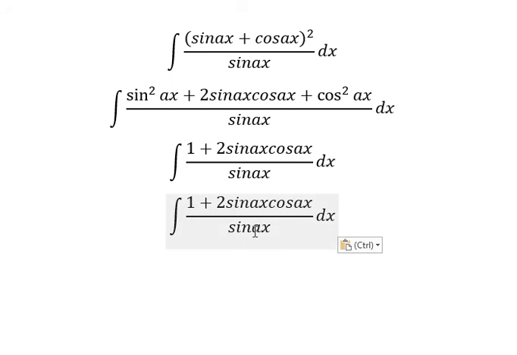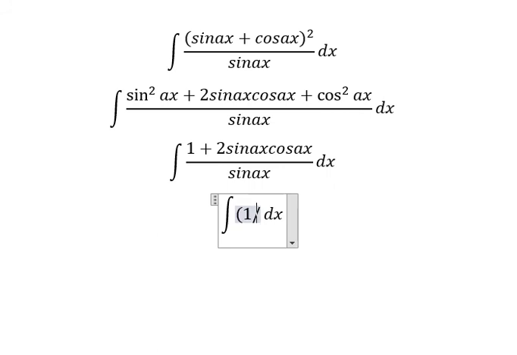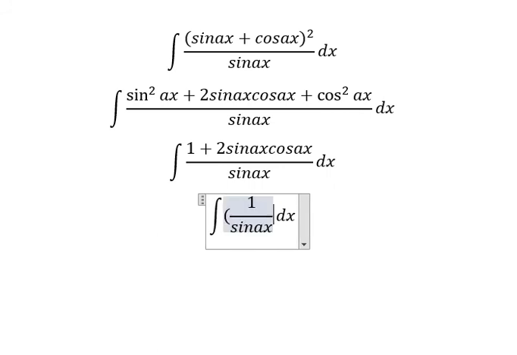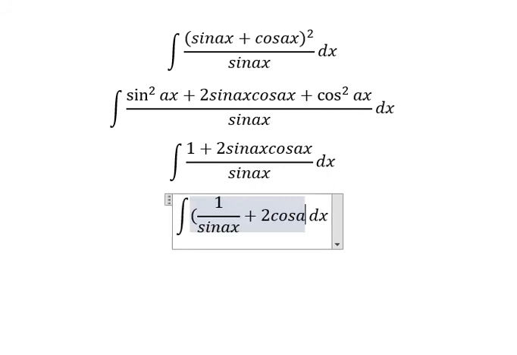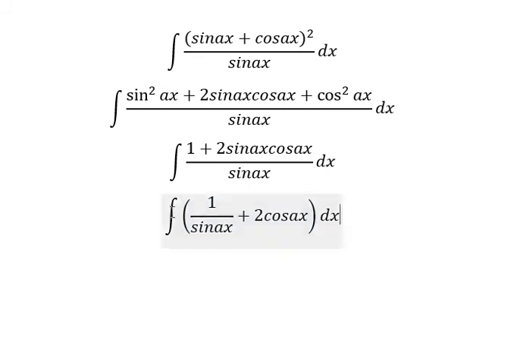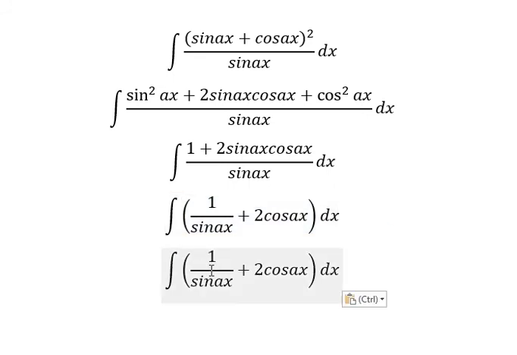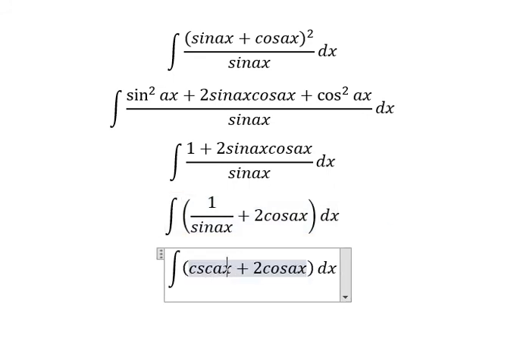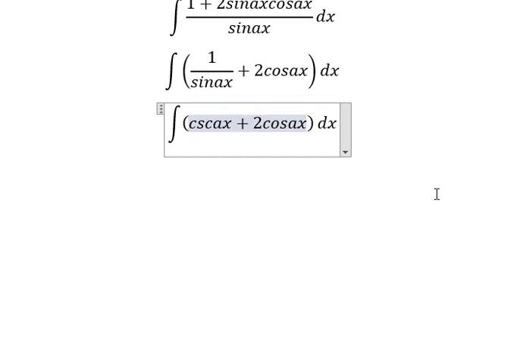So 1 divided by sine ax, divided by sine ax. So we will have 1 over sine ax plus 2 cosine ax. This one we have cosecant of ax. And now we have the final answer.